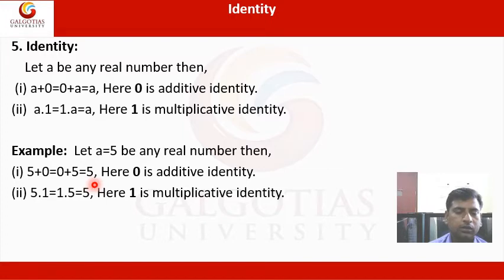So on adding 0 to 5 from the right side or left side, we will always get the result 5. So here 0 is the additive identity of 5. Similarly, when we multiply 5 by 1 or 1 by 5, either from the left side or right side, we will always get 5. So here 1 is called the multiplicative identity of 5.